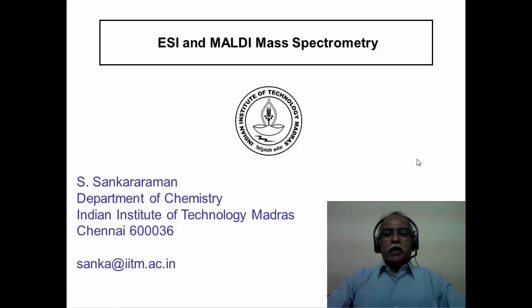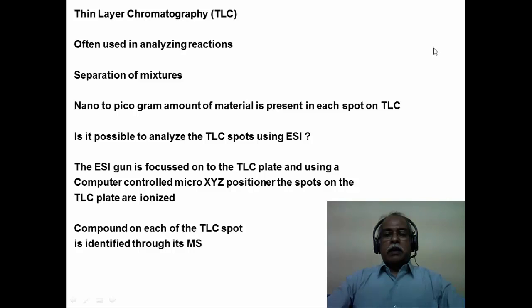But before we go to MALDI spectroscopy, I want to demonstrate an important application of electrospray ionization mass spectrometry. Now, we all know thin layer chromatography is used for analyzing reaction mixtures. However complex the reaction mixture can be, it can be analyzed by TLC separation. Essentially, TLC is used for separation of mixtures, and a nanogram to picogram amount of material is present in each spot on the TLC. Now, the question is: is it possible to analyze the TLC spots using electrospray ionization mass spectrometry?